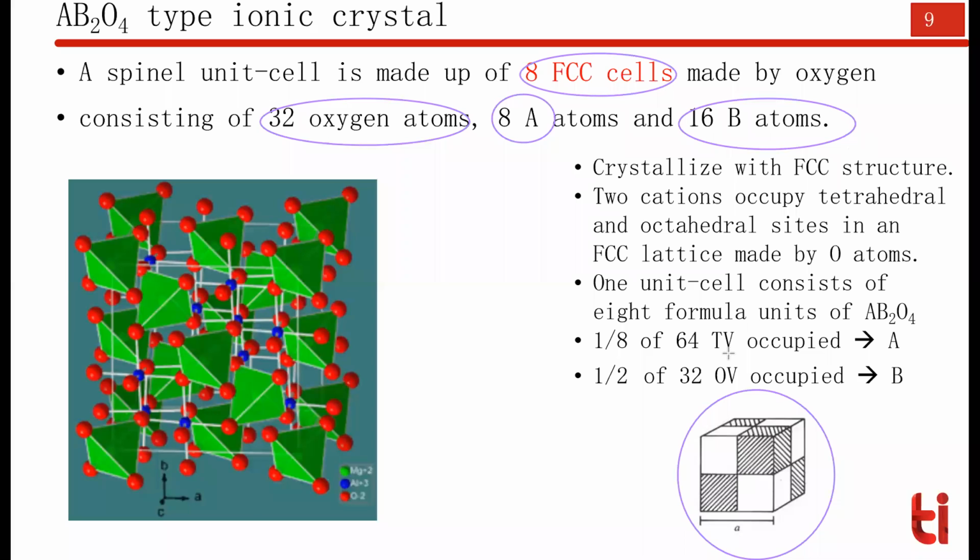So out of 64, only 1/8 of the tetrahedral voids, TV stands for tetrahedral void, is occupied, and this void position is your A site. So your A atom is going to occupy one of the tetrahedral voids. Now, which tetrahedral void will the A atom occupy in the subunit cell out of the 8? It can take any of them.